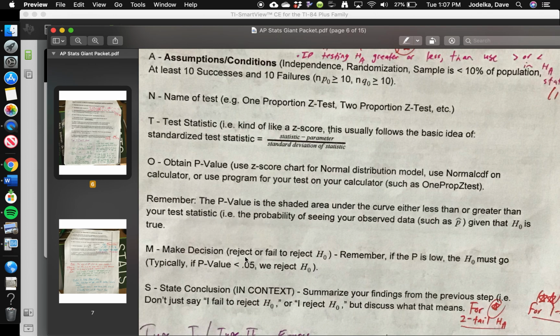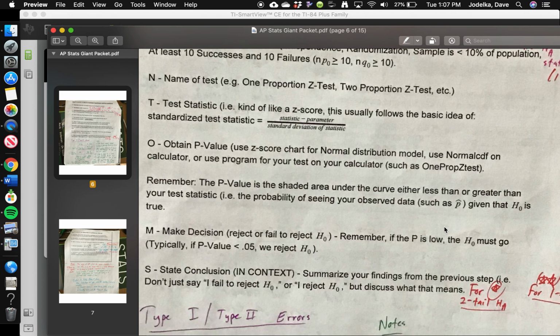Remember, if your p-value is lower than the alpha level that you set, if the p is low, the null must go. You would reject the null, and if it's not less than that, you would say fail to reject. Never say I accept. And then, again, for your summary, don't just say I fail to reject. You would say I fail to reject, therefore there is not statistical evidence to suggest something, or you'd say there is statistical evidence to suggest something if you did reject.